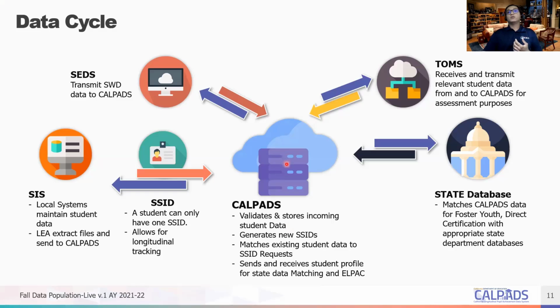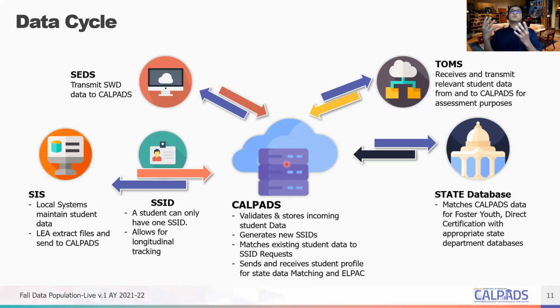So CALPADS will determine if a student is directly certified. Those are the students who are receiving SNAP, TANF, or medical benefits that would then be identified as DC students. And then TOMS, based on the SELA record that you're submitting, if a student is TBD, then that information will also be sent to TOMS, and TOMS will then alert ELPAC, and the student will then be included in the roster for initial ELPAC testing at the start of the year.